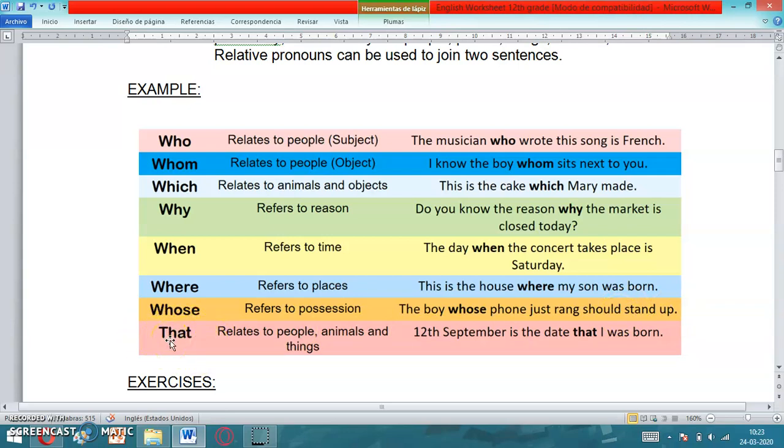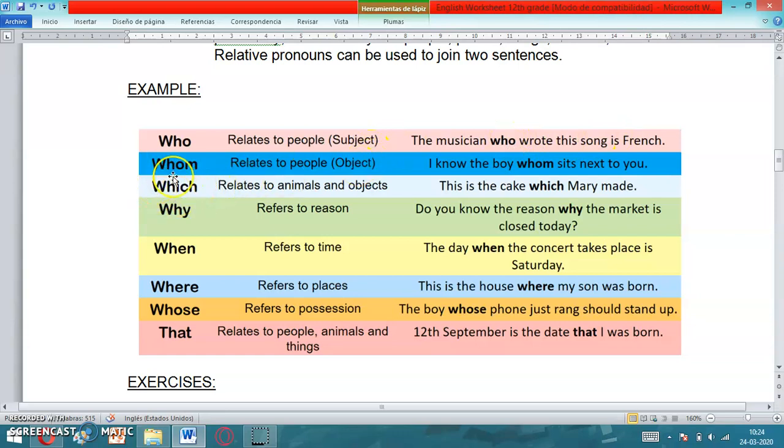helps us when we don't know which other to use, because it replaces the relative pronoun when we refer to people, animals, or things. 12 September is the date that I was born. And we can also say that it replaced the relative pronoun who, because we can also say the musician that wrote this song is French.